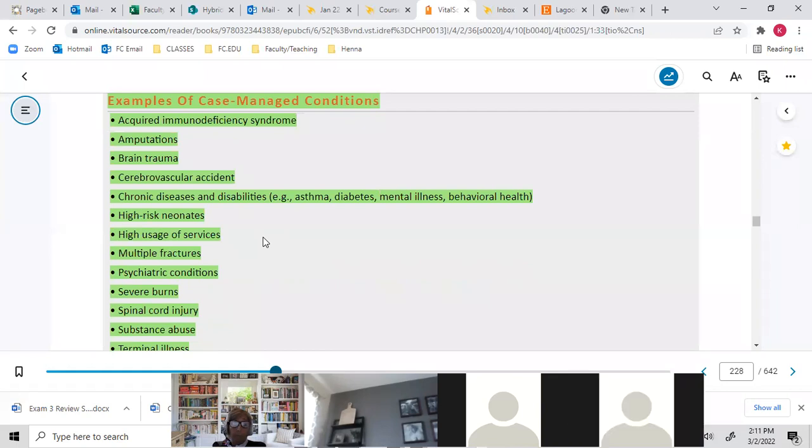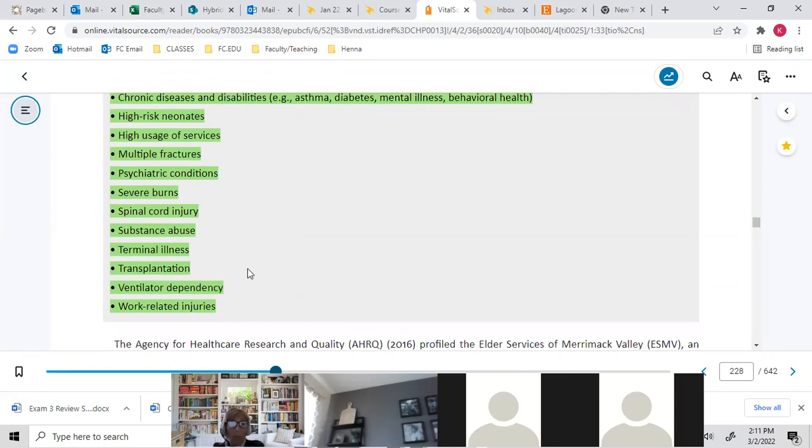Seems like they're all high risk or severe. Which will require what? Case management, which is out of hospital care. Coordination of care. So if you're a case manager on a spinal cord injury floor, who are you going to have to coordinate with?